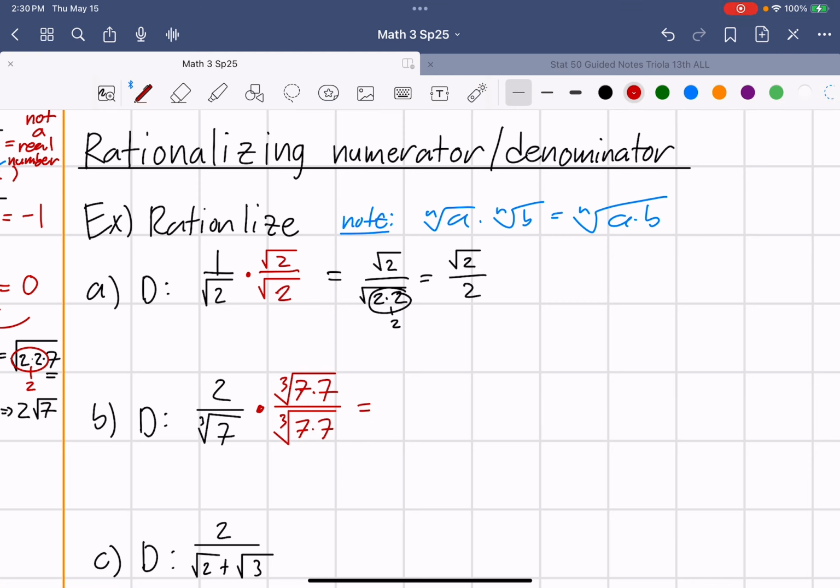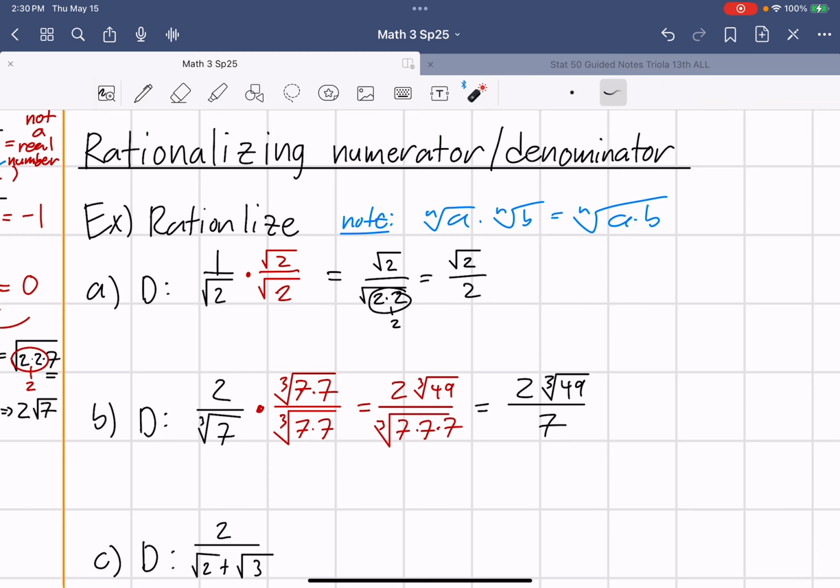Now this is going to simplify to 2 times the cube root of 49 over the cube root of, and you don't have to write this every single time, the cube root of 7 times 7 times 7, because it combines all into 1. And that's going to simplify nicely into 2 cube root of 49 over 7. And just rationalizing the denominator.